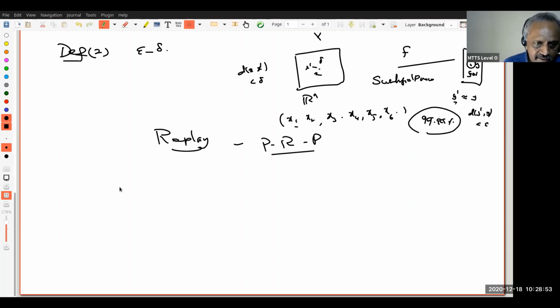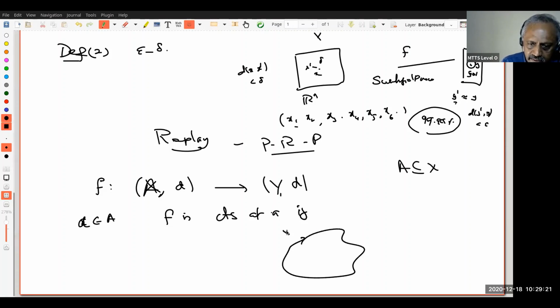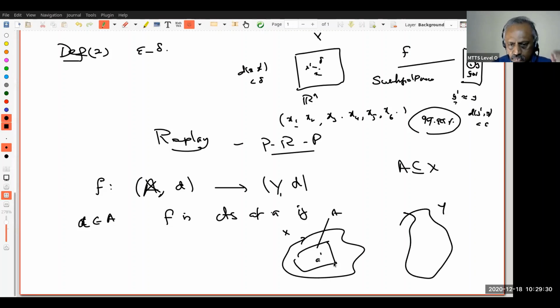So let me go to the definition. What does the definition say? F is a function from a metric space (X, d) to (Y, d), A is a subset of X. Fix a point a in A. I say F is continuous at a if the following holds. This is my X and this is my a, and this is my Y. Let us look at F of a. This is F of a.